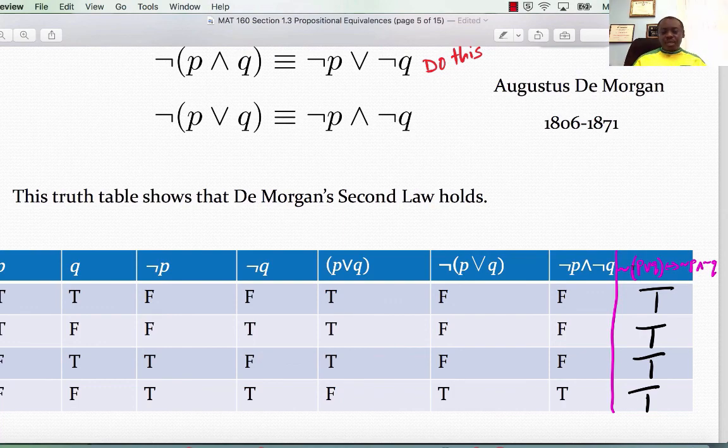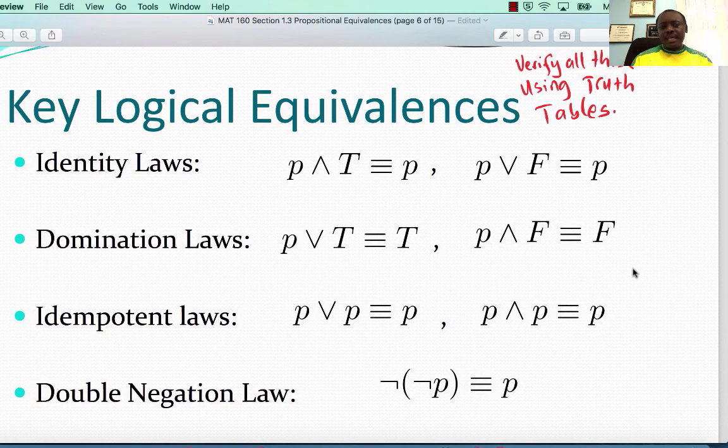So I think as far as truth tables are concerned, we know how to verify that two compound propositions are logically equivalent. Is there any other way to verify logical equivalence without using truth tables? Before we get there, let's go ahead and give you some very important, useful logical equivalences. We call them key logical equivalences.